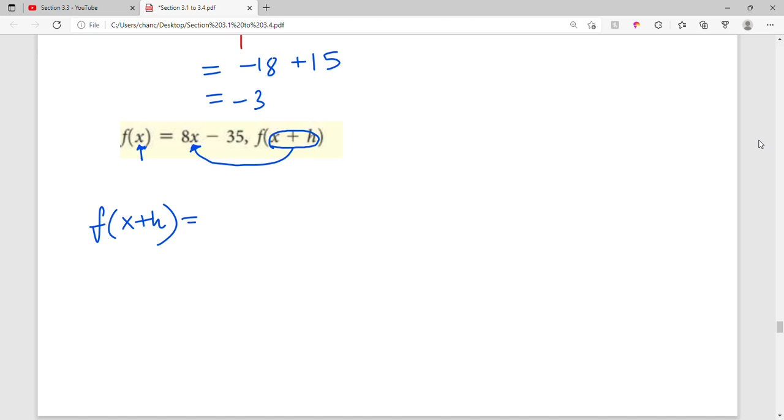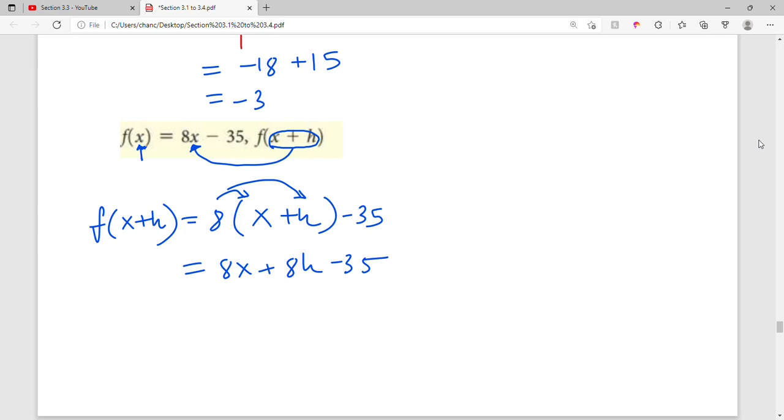And then when I do the substitution here, I'm extra careful making sure I put my parentheses around the x plus h. Then we can subtract 35. We have to distribute first to simplify. 8 times x is 8x. 8 times h, well, that's 8h minus 35. Stop here. We're done. Do not collect like terms because there are no like terms. This is the simplest we can make this expression. We're done with the problem.